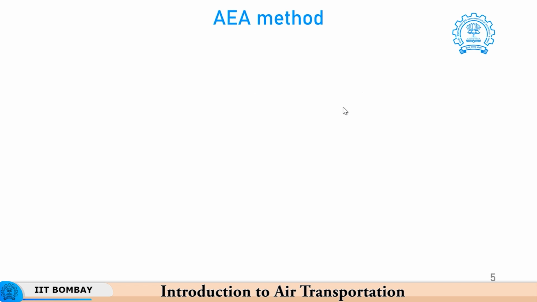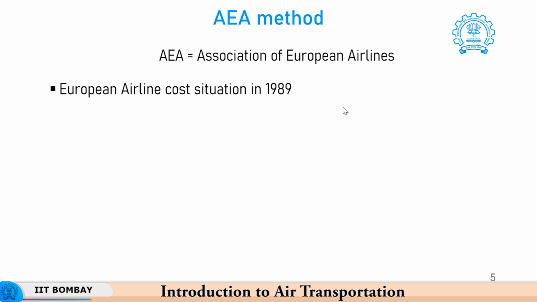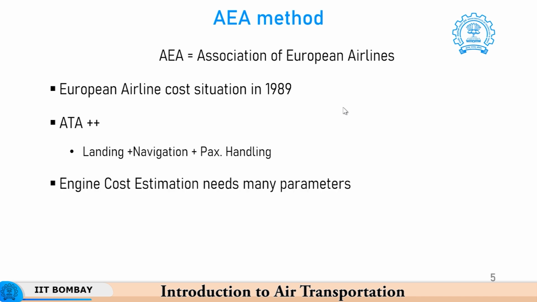So, the AEA method, which came from the Association of European Airlines. Therefore, it is obvious that this model uses data based on the experience of European airlines. In 1989, whatever was the cost situation, this model uses that data to create a methodology for estimation of the direct operating cost. You can call it ATA because it contains all the terms that the ATA model has, but it includes landing, navigation and passenger handling charges which were missing in the ATA model.